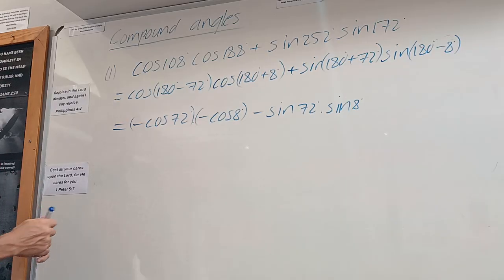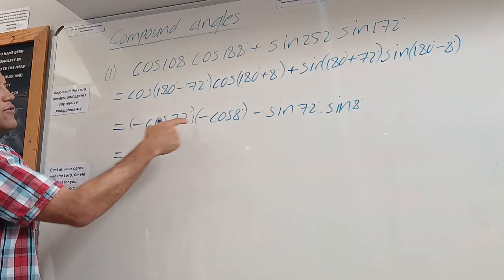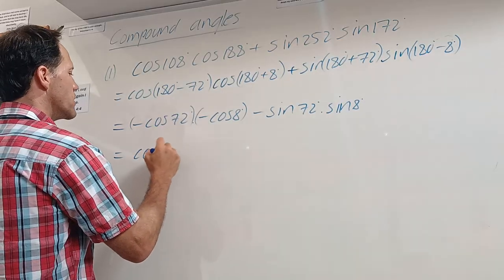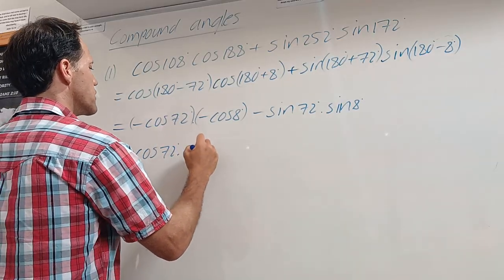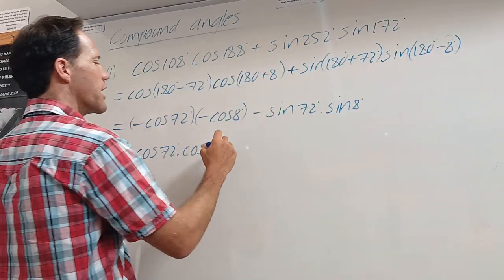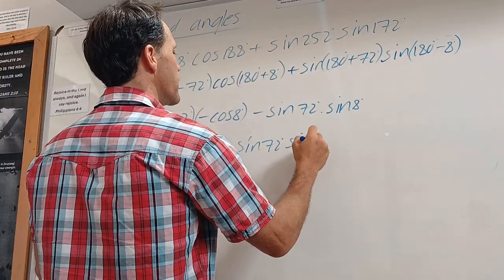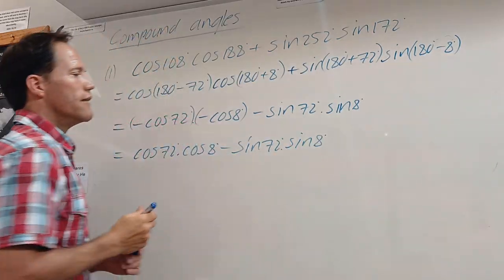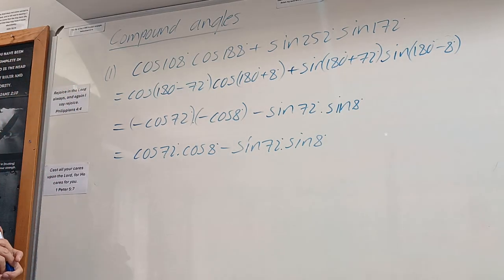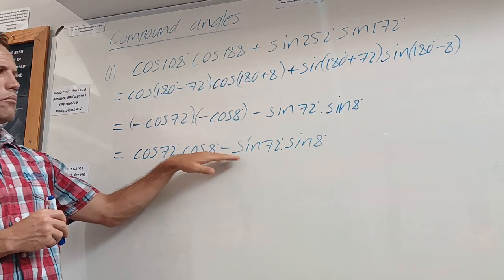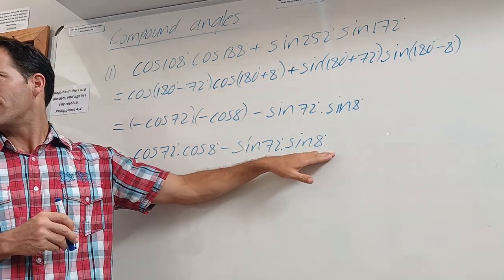So we simplified it. Now we can say negative and negative gives you a positive. So now we've got cos 72 times cos 8, and here we've got minus sine 72 sine 8. Now this looks like cos alpha cos beta minus sine alpha sine beta.